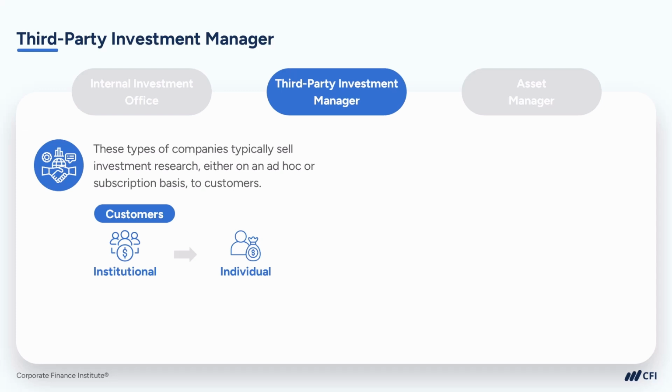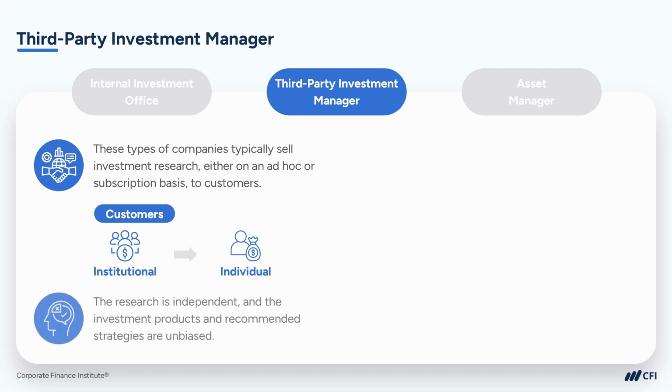Now, I say that this is potentially the cleanest option because as an advisor, if you go with a third-party firm, you're paying for unbiased, independent research that will recommend investment products and strategies without any sort of conflict of interest. This is a straight cash for advice relationship without the sort of potential complications that can come with going with an asset manager, which we'll talk about next.